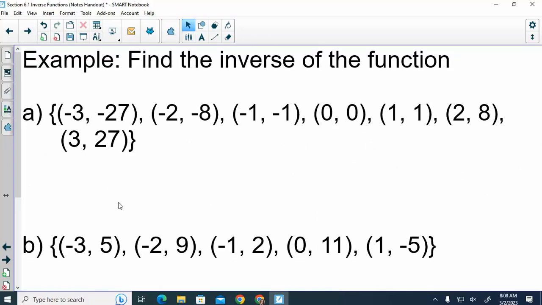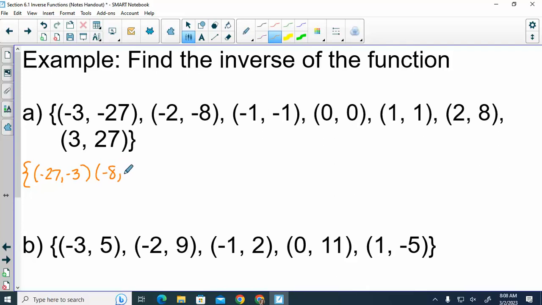So first, let's just start with something basic. If I gave you a set of ordered pairs and I wanted the inverse, all the inverse does is flip the x and y. So what would the ordered pairs in the inverse be? Not changing any signs, only flipping the order of the x and the y.